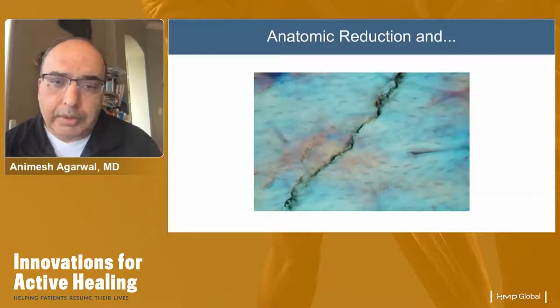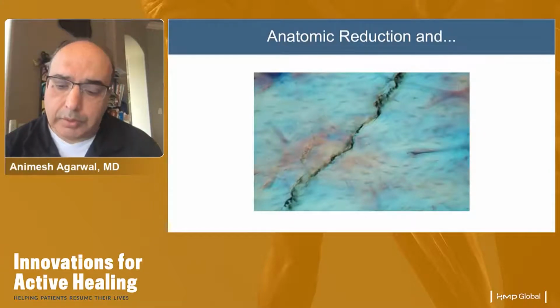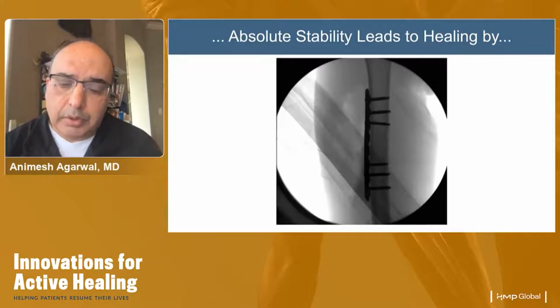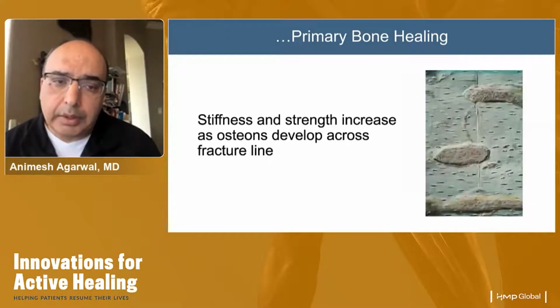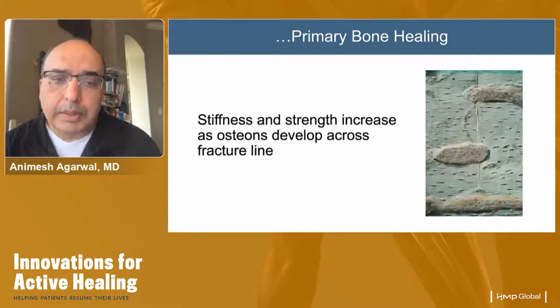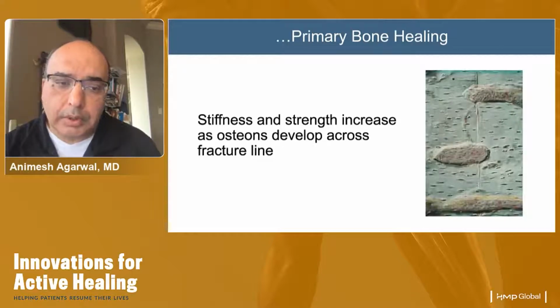So once you get anatomic reduction of the fracture, such as in this case of a humeral shaft fracture, you get absolute stability and you get fracture healing via primary bone healing. And realize that the stiffness and strength increase as what are called osteons develop across the fracture line.